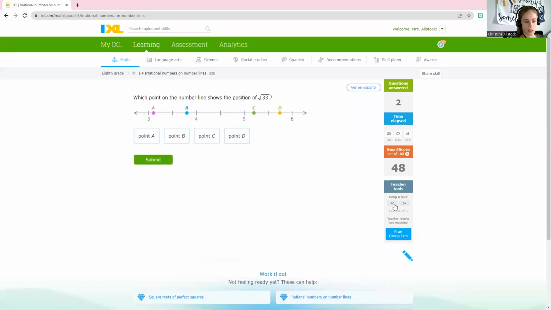All right, let's do this one. That other one was pretty similar to that first question we did, so let's try this one out. We want to know which point on the number line shows the position of the square root of 33. Well, the square root of 33 is not a perfect square. So what we need to do is find the two closest perfect squares to that.